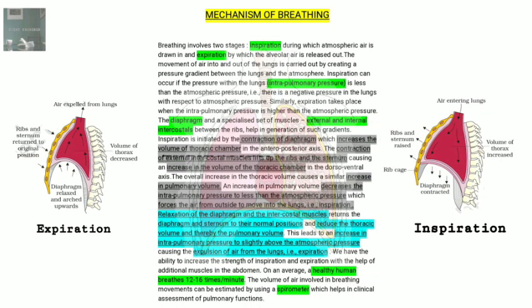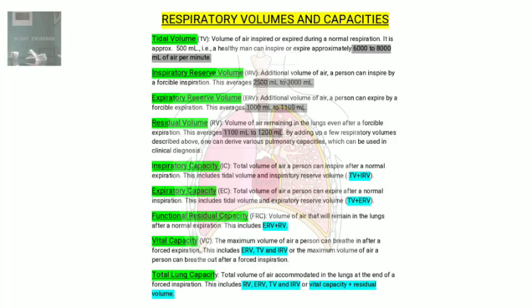On an average, a healthy human breathes 12 to 16 times per minute. The volume of air involved in breathing movements can be estimated by using a spirometer. Respiratory volumes and capacities. 1. Tidal volume. Volume of air inspired or expired during a normal respiration. It is approximately 500 milliliter. That is, a healthy man can inspire or expire approximately 6,000 to 8,000 milliliter of air per minute.